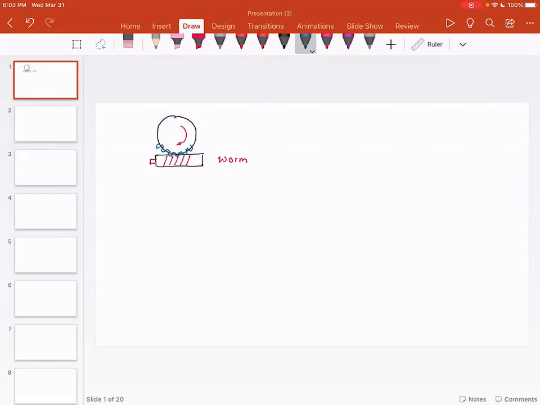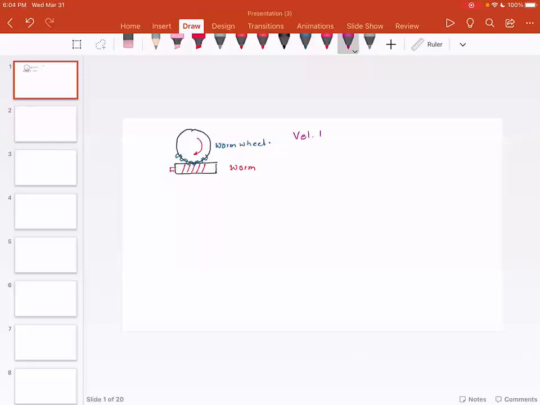This is going to be worm and worm wheel. The basic design principles that we studied for gear design are similar, but the most important relationship that I want you to remember is that the velocity ratio, which is also called VR, is given as number of teeth on the wheel divided by number of starts on the worm.